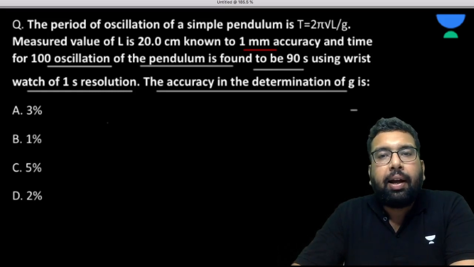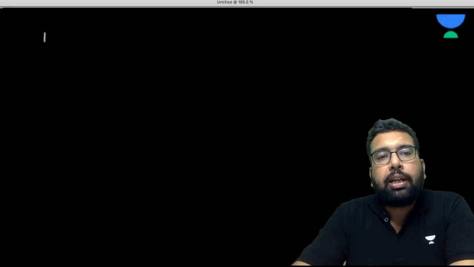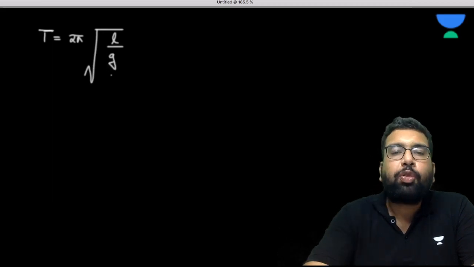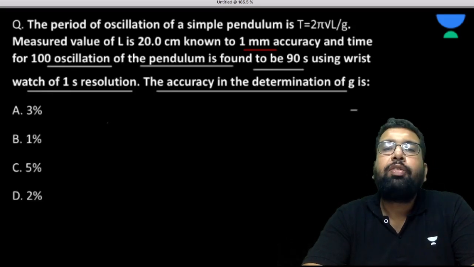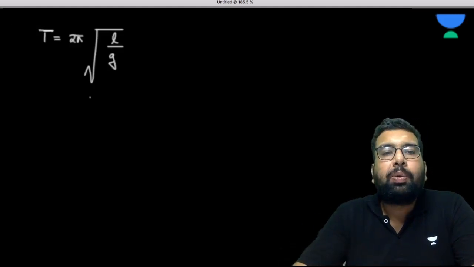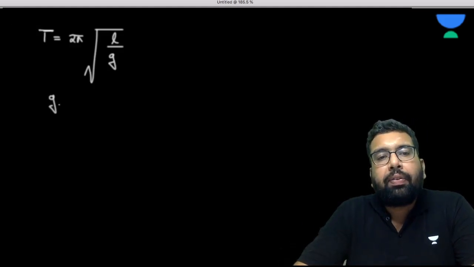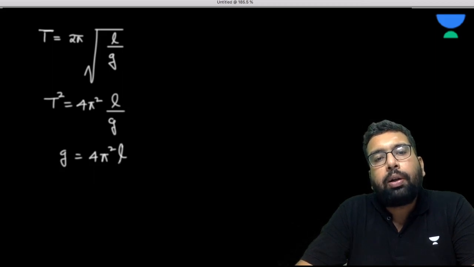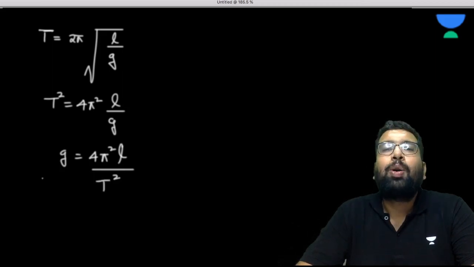Now how are we going to do that? First of all, we know T equals 2 pi root over L by g. Now we have to find the error in g. Let me square this whole relation. It becomes T square equals 4 pi square L by g. So g will become 4 pi square L upon T square.